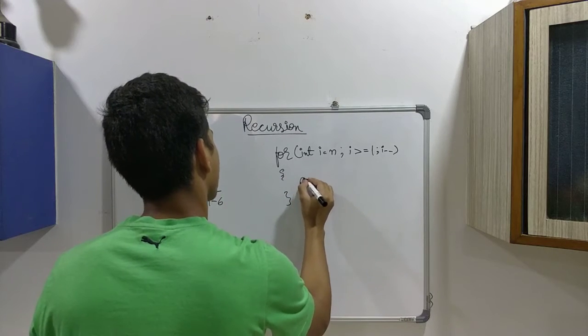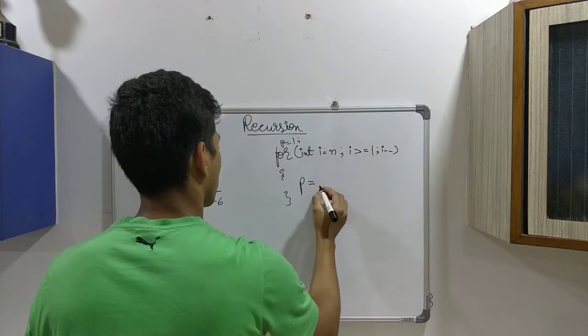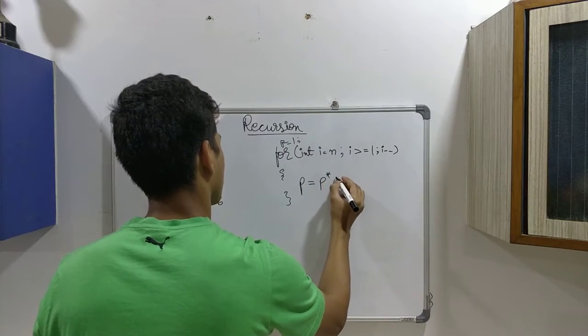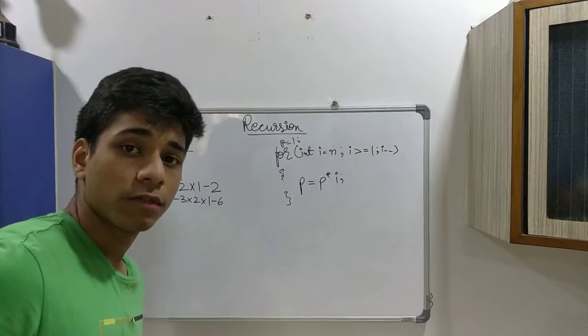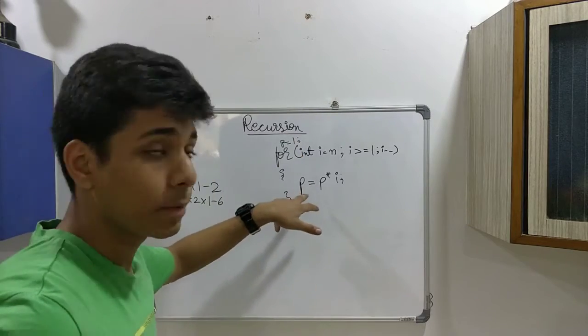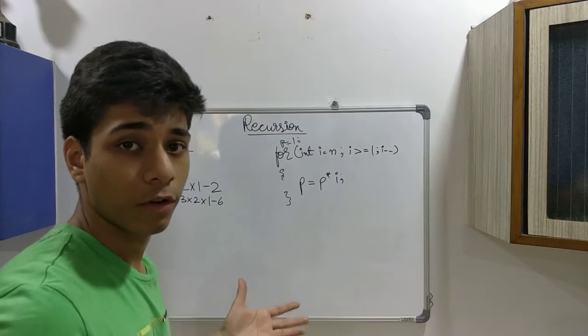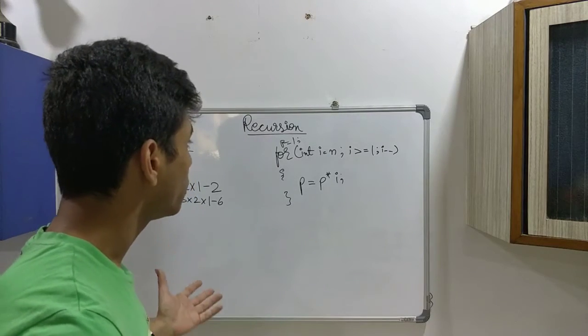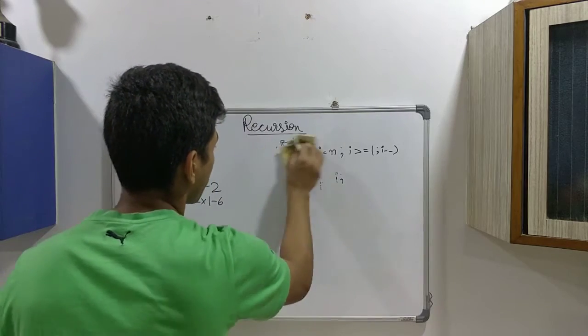Let's say p is initialized to 1 and p is equal to p into i. So after the iterations we find the value of the factorial, which would be p. So this is the general way of finding the factorial of a number. But if you want to do it by using recursion, here is how.